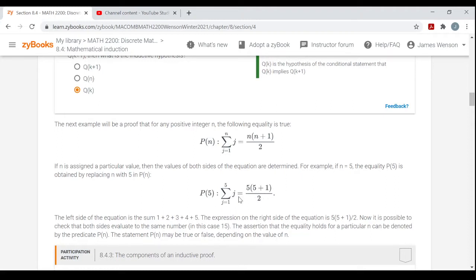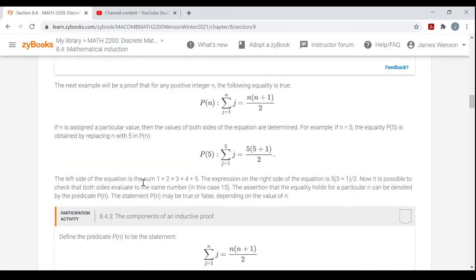And you can verify that. The left side would be 1 plus 2 plus 3 plus 4 plus 5, and that is equal to 15. So P of 5 is true. The left side of the equation, like I said, would be 1 plus 2 plus 3 plus 4 plus 5. The right side would be 15. So the assertion that the equality holds for a particular n can be denoted by the predicate P of n, right? So the statement P of n may be true or false depending on the value of n. It is a predicate. This is going back to chapter 1 now.